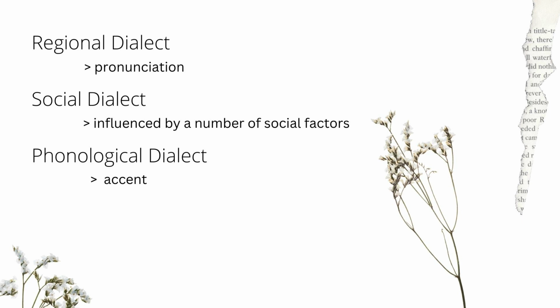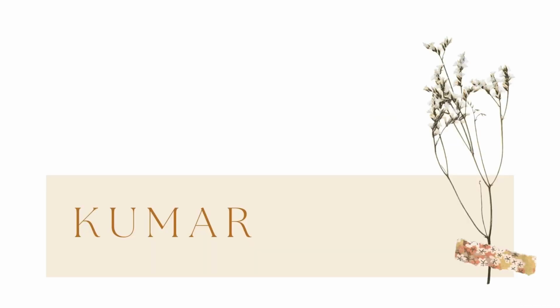Next is the social dialect. So when people speak with one another, their language is always influenced by a number of social factors. And phonological dialect. So there are phonological variables that define these two types of phonological varieties, and if it's phonology, we call that accent. Now let's have Kumar.